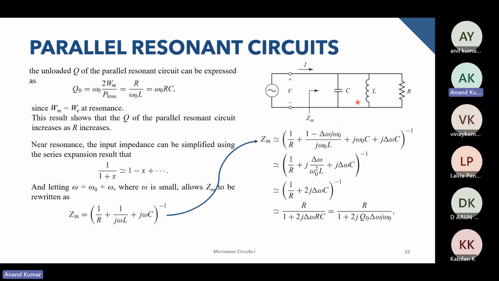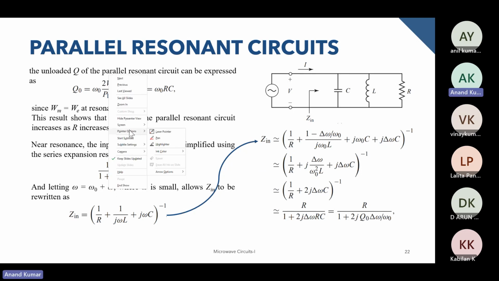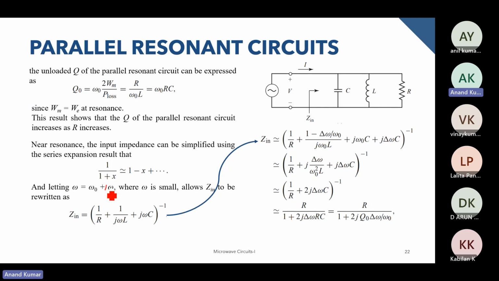So we had calculated the input impedance for this parallel resonant circuit, and the whole thing had this -1 term, and we have this expression known to us: 1 by 1 plus x is equivalent to 1 minus x plus x square and other terms. So this comes from binomial expansion, if you can recall. So we are using this expression over here to simplify the input impedance term. Now, before doing that, okay, there is one thing missing over here, maybe. So there should be this delta term over here.